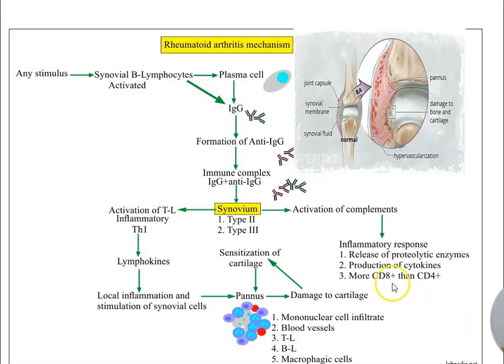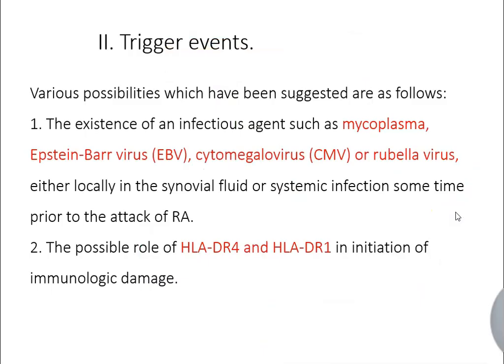Because of the more antigen antibody complexes in the synovium, that may lead to more activation of the complement system. Because of complement system activation, we'll see inflammatory responses. Because of inflammatory responses, release of proteolytic enzymes, production of cytokines, and more CD8 plus cell production will be there. These are all going to be important issues in the problem.